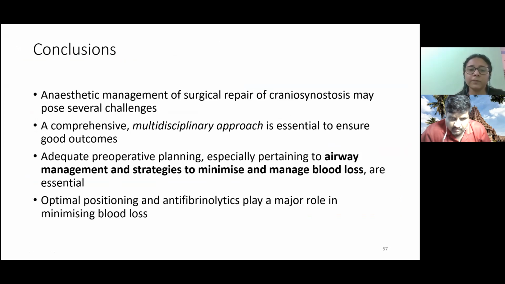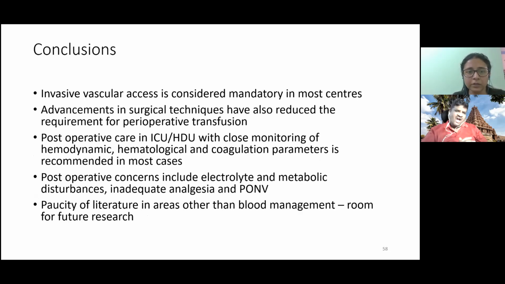So in conclusion, anesthetic management of surgical repair of craniosynostosis may pose several challenges. A comprehensive multidisciplinary approach is essential to ensure good outcomes. Adequate preoperative planning, especially pertaining to airway management and strategies to minimize and manage blood loss, is essential. Optimal positioning and antifibrinolytics play a major role in minimizing blood loss. Invasive vascular access is considered mandatory in most centers. Advancements in surgical techniques have also reduced the requirement for perioperative transfusion, and postoperative care in ICU or HDU with close monitoring of hemodynamic, hematological, and coagulation parameters is recommended in most cases.